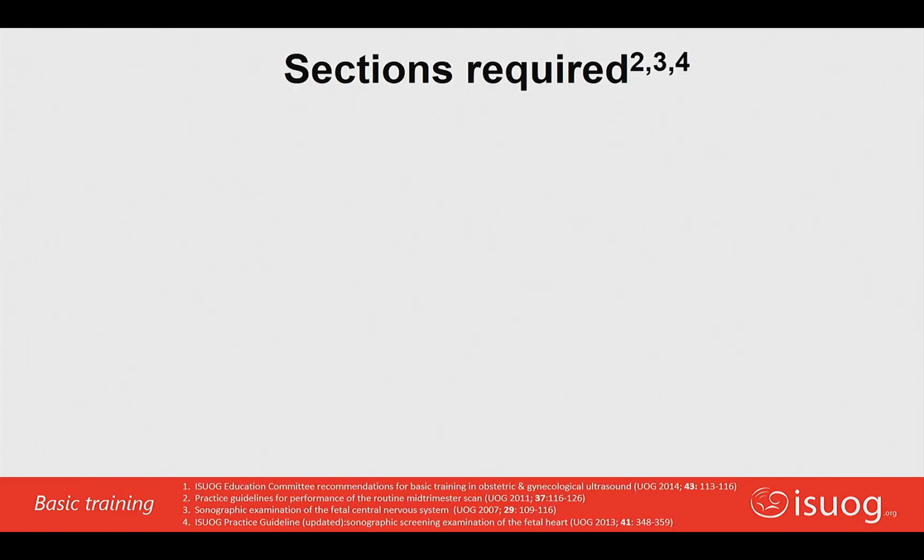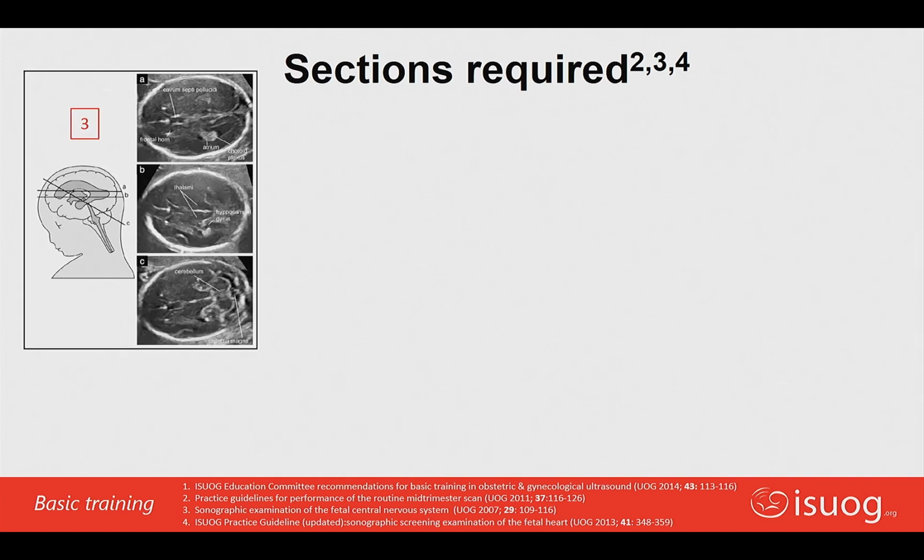So the sections that are required, and these are images and diagrams taken from the guidelines. Those of you that are familiar with the 4 sets of guidelines will be familiar with these diagrams. So these are the 3 planes of the head that are described in the mid-trimester guideline, and these comprise plane 4, plane 5, plane 6. So this is the ventricular section here, this is the thalamic section here, and this is the cerebellar section here, and these will be discussed later on by Suresh.